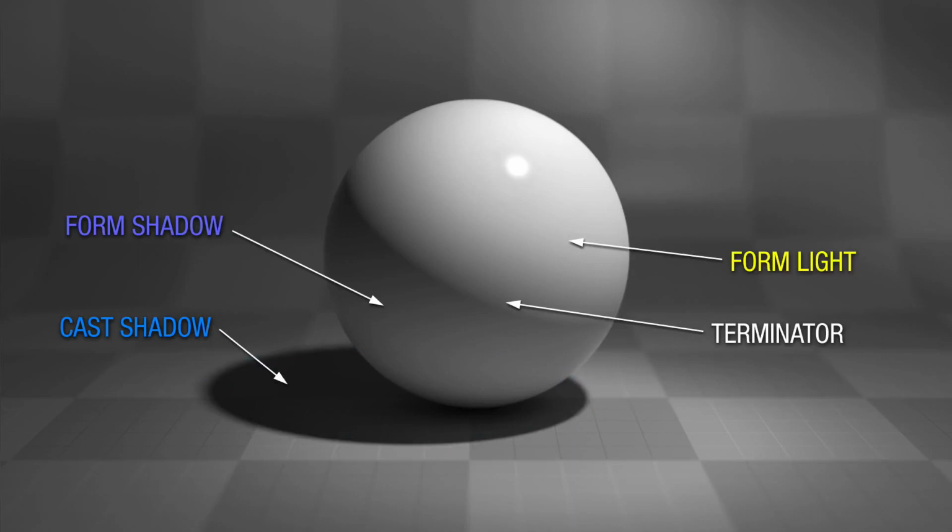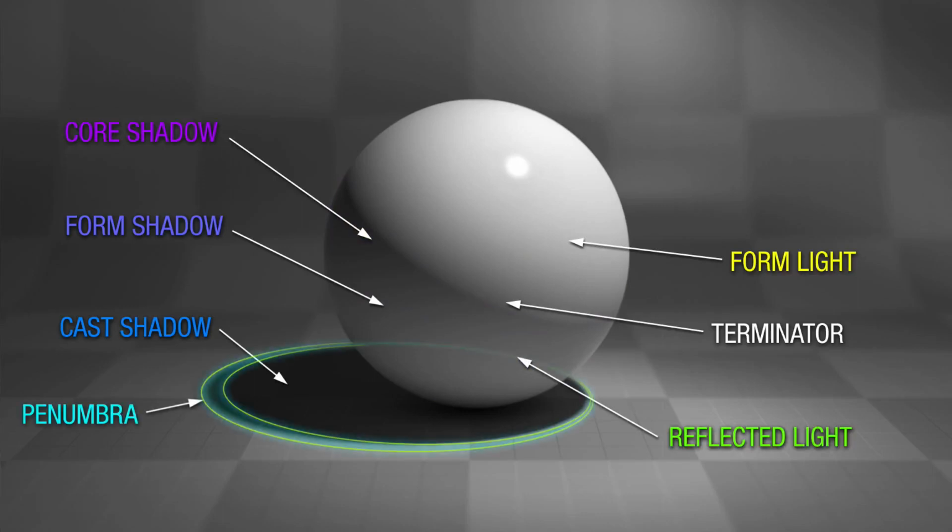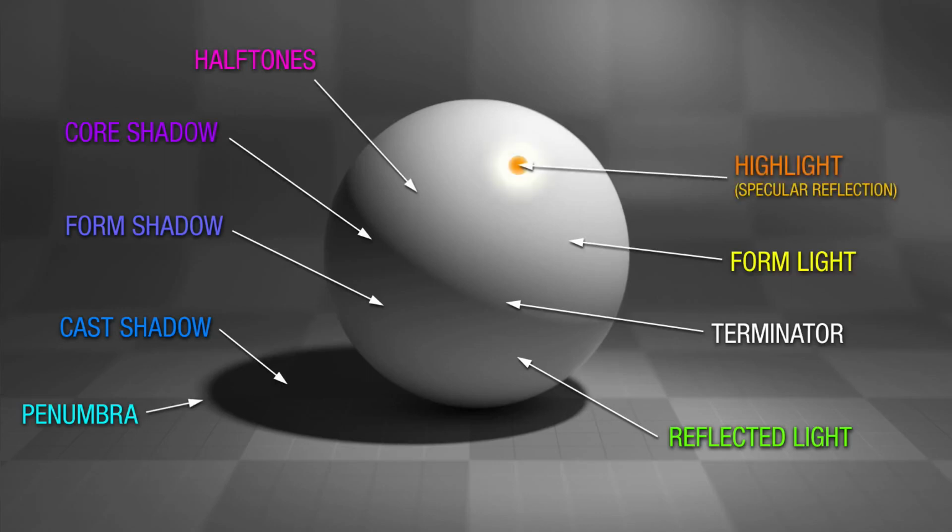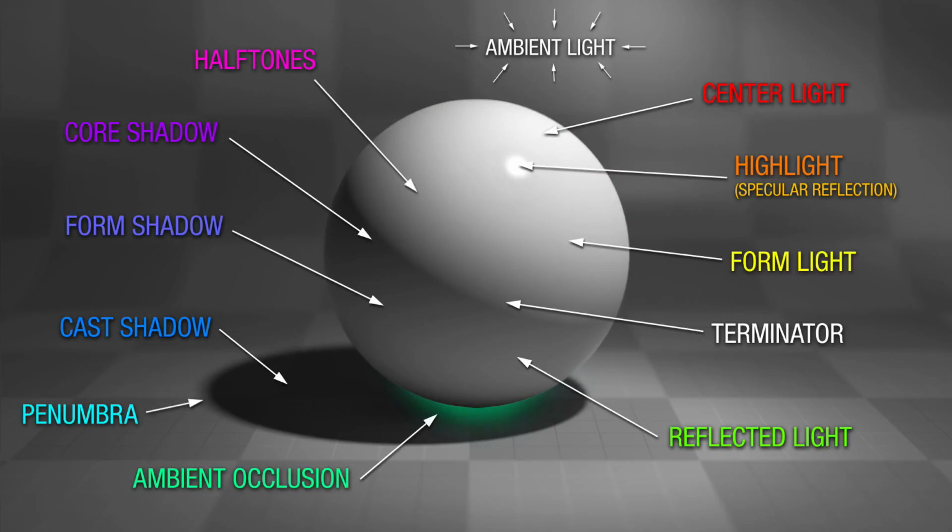Inside the form shadow, there's the reflected light, which also creates the core shadow. There's the penumbra around the cast shadow. Then inside the form light, there are halftones, which create the turning of the form, the highlight, which is the reflection of the light source, the center light, which is where the lightest halftones are, where the form is pointing towards the light source. And then throughout the scene, there's ambient light and ambient occlusion, which regulate how light or dark the shadows are.